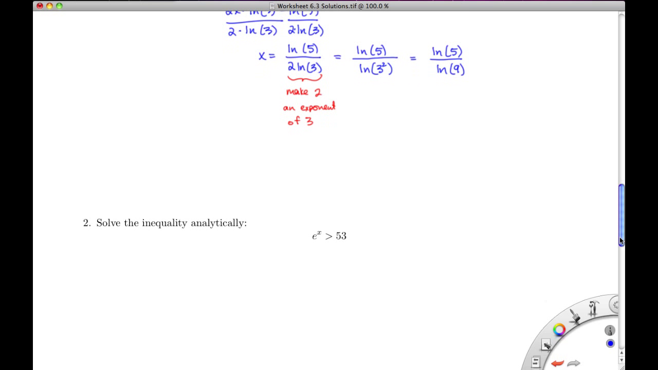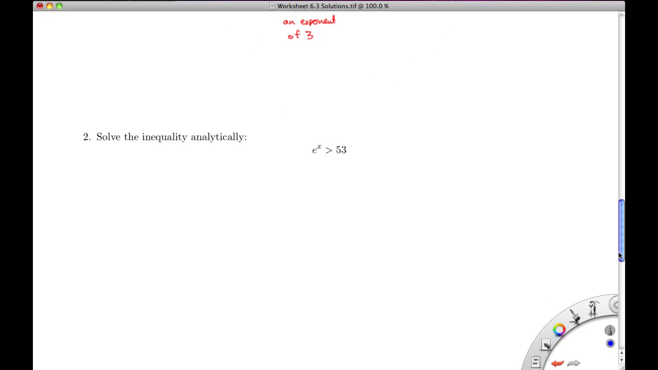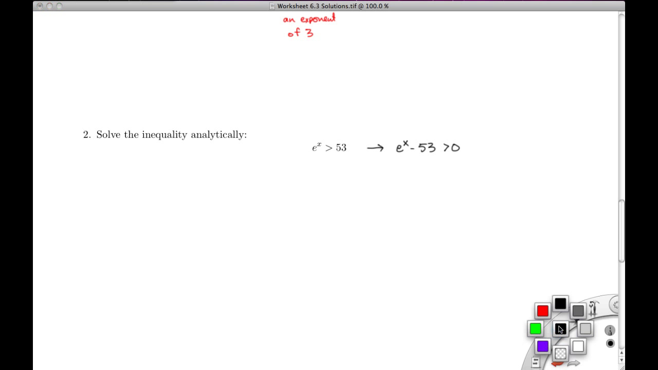Okay, so now we're going to move on to number 2, which is an exponential inequality. When you run into these inequalities, it might be a good idea to first think about this in terms of a function greater than or less than 0. So I'm going to move the 53 to the other side and think of this as e to the x minus 53 is strictly greater than 0. We're going to work with this second version throughout this inequality process.